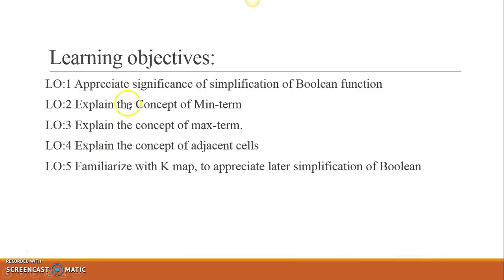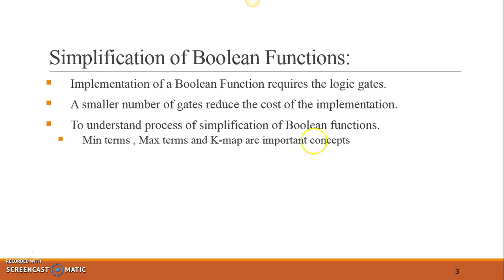A learning objective for this small OER is: the learner will appreciate the significance of simplification of a Boolean function, will also be able to explain the concept of min term and max term, will also be able to explain the concept of adjacent cells, and finally become familiar with the K-map, which will ultimately be used for simplification of the Boolean function in the next presentation.